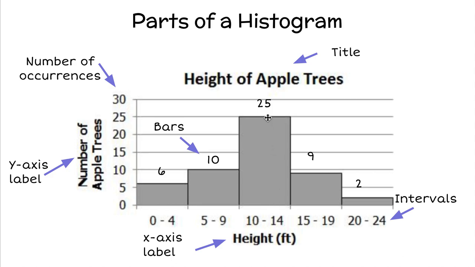We can see that the highest bar in our histogram here was between 10 and 14 feet tall, so there were 25 trees there. So we can assume that if we grew an apple tree, we would expect that our tree is probably going to be somewhere between 10 and 14 feet tall because that was the highest number of occurrences between all of the heights that we had here. The next interval showed us that there were about 9 trees that were between 15 and 19 feet tall, and finally between 20 and 24 feet tall, there were only 2 trees that got to be that tall. So that's how you can find the parts of the histogram, what they mean, and how to read this.